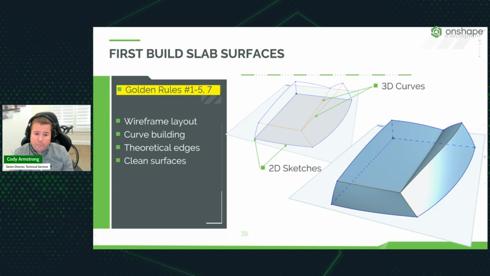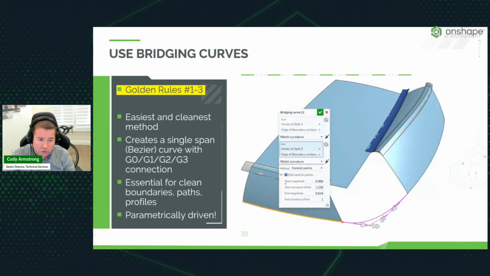Also overbuild them. I mentioned that this is not how this will look, of course, in the end. It's not going to have this sharp corner that you see on the end here. We're going to have a transition. And so what we've done is overbuild, and now we're going to trim those back. So the next tip, use bridging curve.